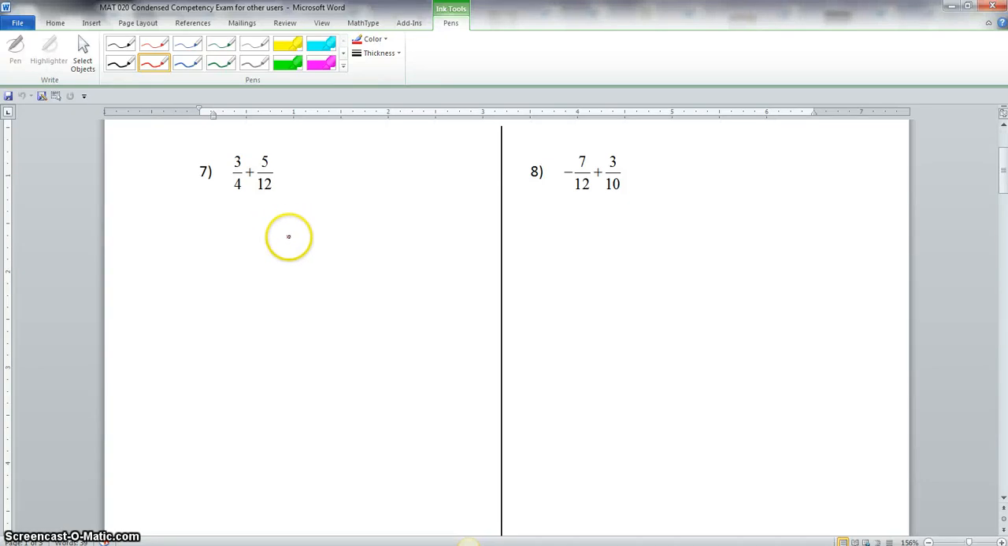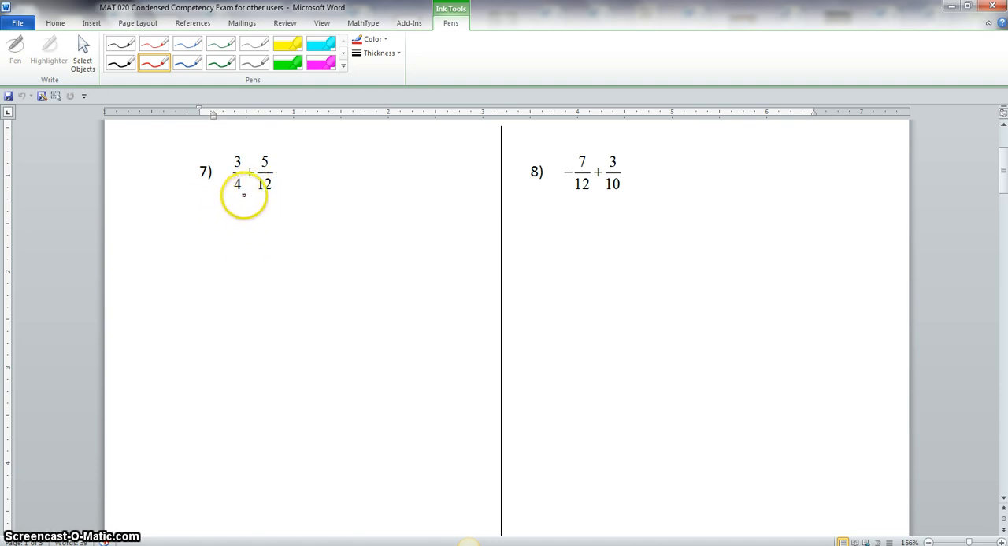Okay, class, for those of you that like to do your fractions in a different way than finding the least common denominator, most often the people that like to multiply the denominators, I'm redoing problems 7 through 10 and 19 through 21 from the review for the competency exam. So, let's get started here.